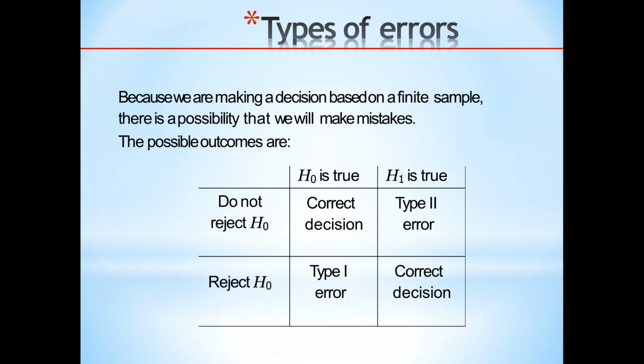Today we're going to talk about the types of errors that we may commit when we do hypothesis testing. Now, as we have to do this testing on finite samples, there is always a possibility that we may commit some mistake. These errors can be classified into two types. One is type 1, another is type 2.